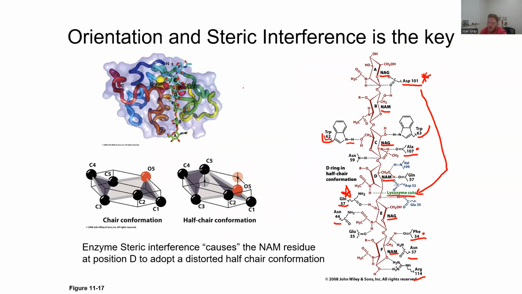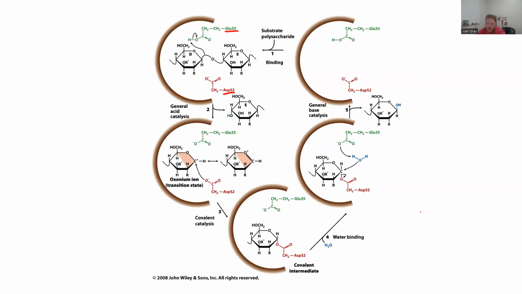Do we see those? Well, here's where lysozyme cuts. There's aspartate 52 and glutamic acid 35. Those two amino acids arguably are the most central to catalyzing this reaction. Now, this is a covalent catalyzed reaction, so what we should expect to see is a covalent bond between our enzyme and our substrate. Either glutamic acid 35 or aspartate 52 is going to establish a covalent bond with our substrate.